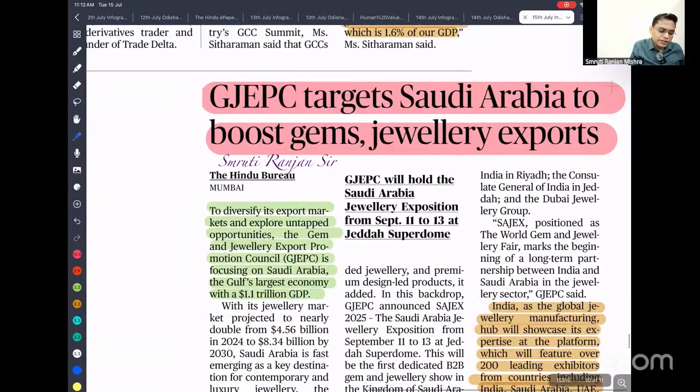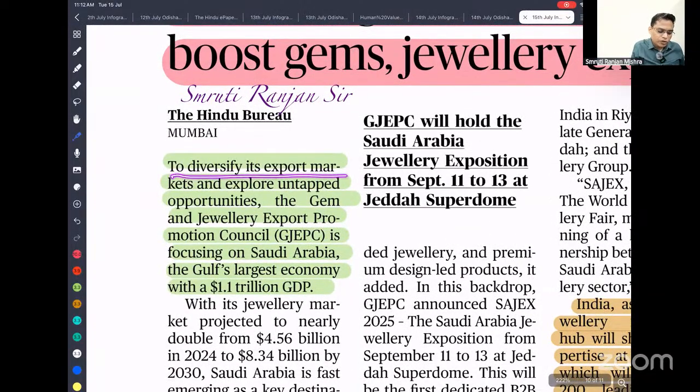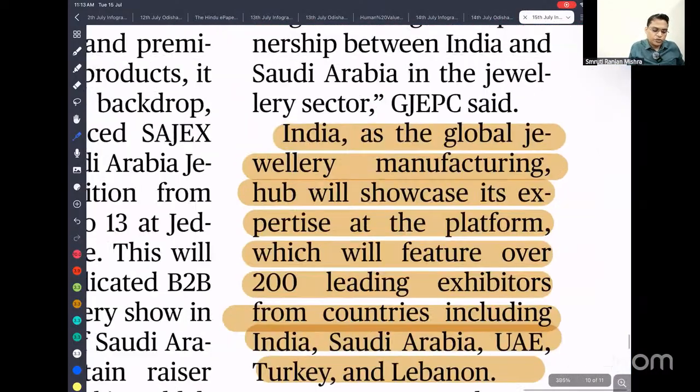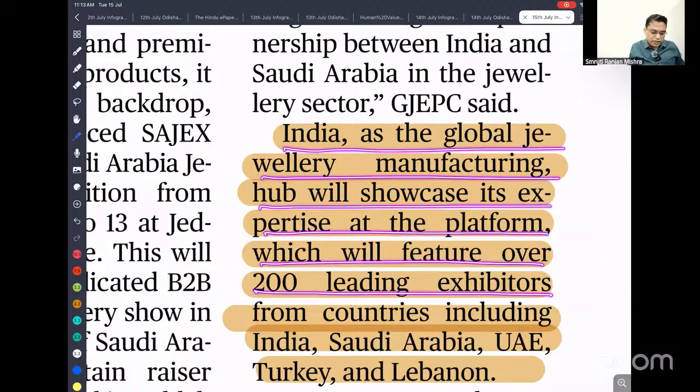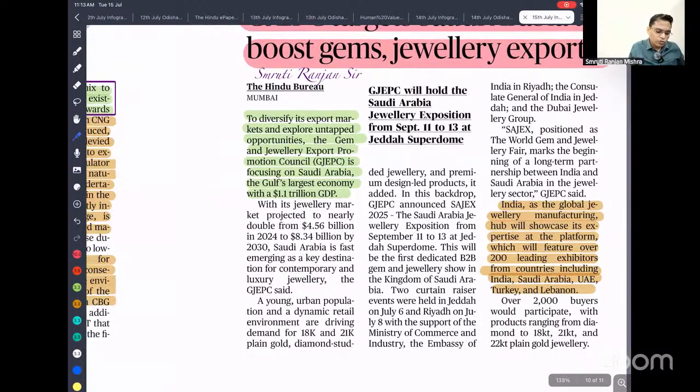So next is the Gems and Jewellery Export Promotion Council targeting Saudi Arabia to boost gems and jewellery exports. You know that India is one of the leading producers of gems and jewellery. But what is happening is that our gems and jewellery are exported to the UAE. From the UAE, they simply repackage, redesign and remarket to cater to other countries. Instead of that, India is planning to diversify its export market and explore untapped opportunities in gems and jewellery. The Export Promotion Council is focusing on Saudi Arabia because its economy is very strong, there is rising income, and there is demand for that also. India, as a global jewellery manufacturing hub, will showcase its expertise at a platform which will feature 200 leading exhibitors from countries such as India, Saudi Arabia, UAE, Turkey, and Lebanon. Okay, so we need to explore that to promote our jewellery.